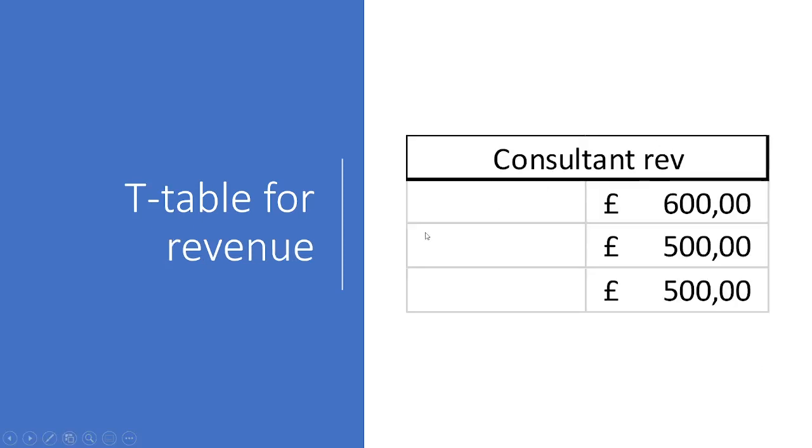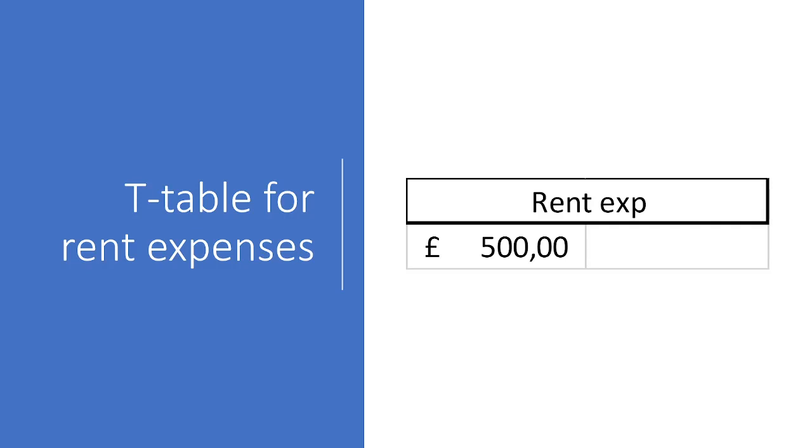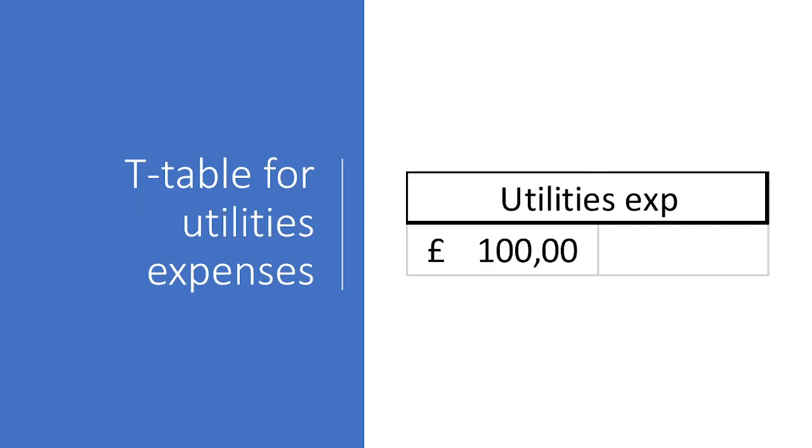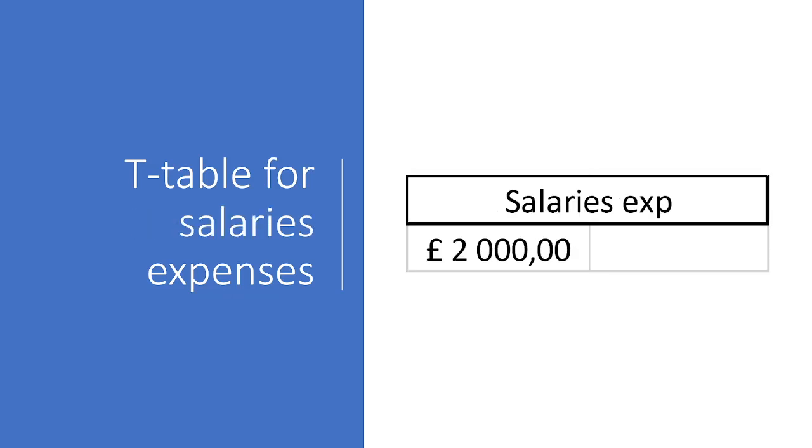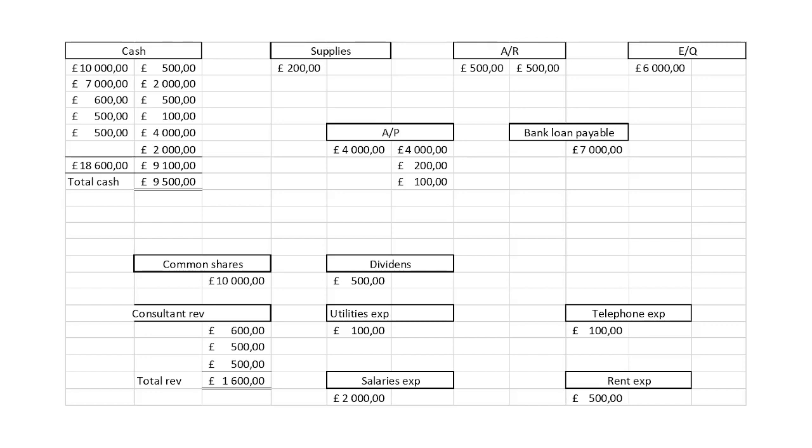Consultant rev. I'm sorry again, I didn't write the full name, but it should be revenue. So this one totals 1,600. Yeah. T-table for rent expenses, 500. Utility expenses, debited 100. Telephone expense 100. Salary expense 2,000. And when you've done all of these, it should look something like this.